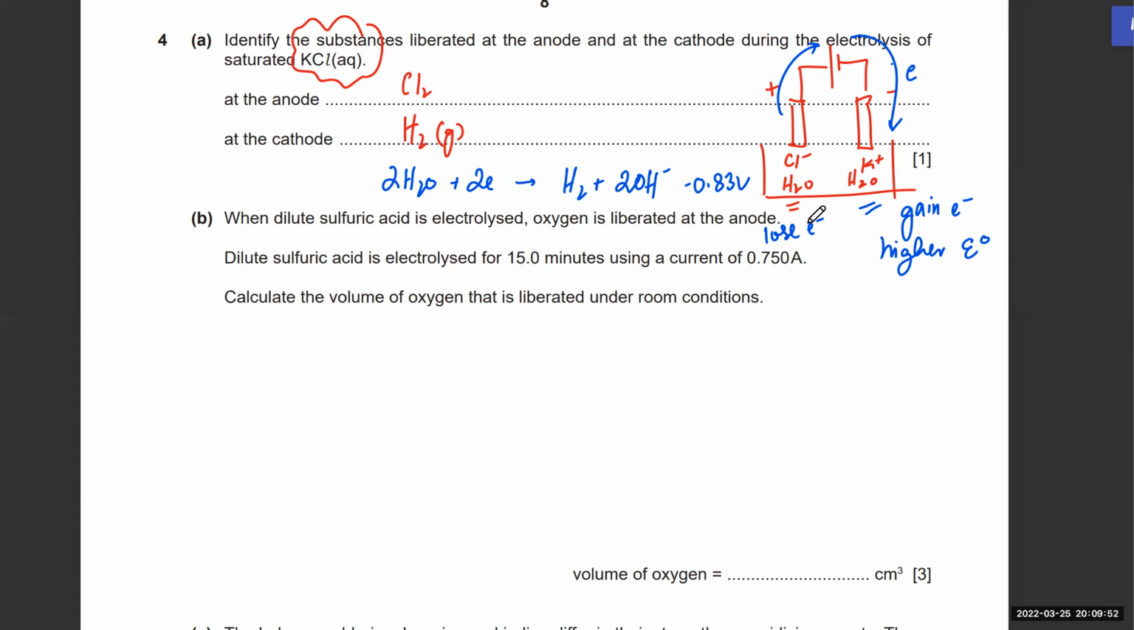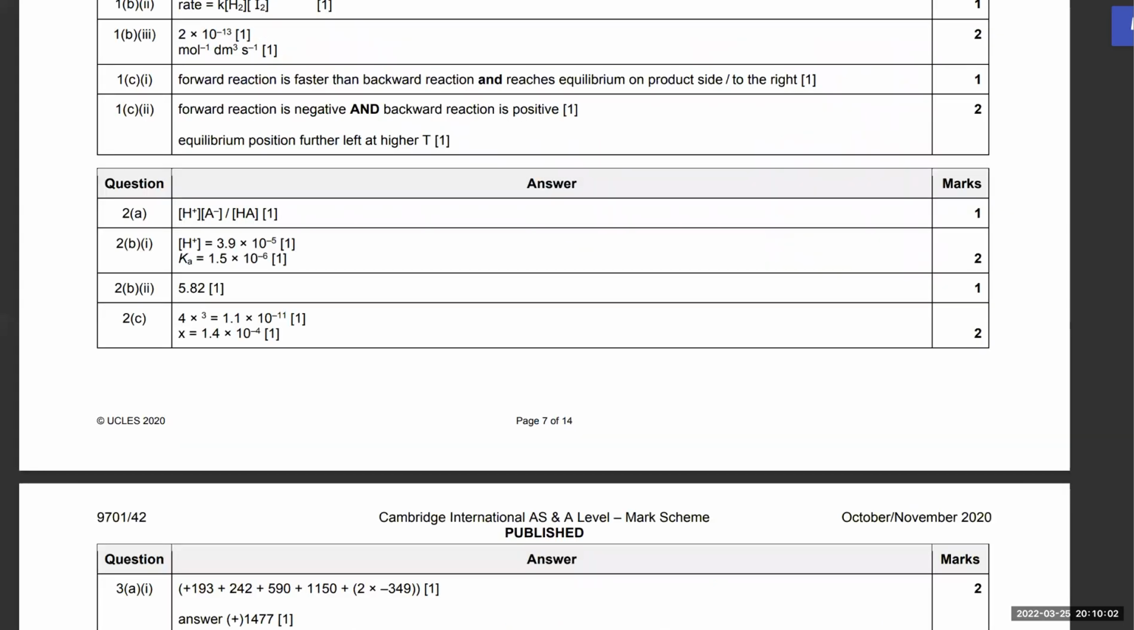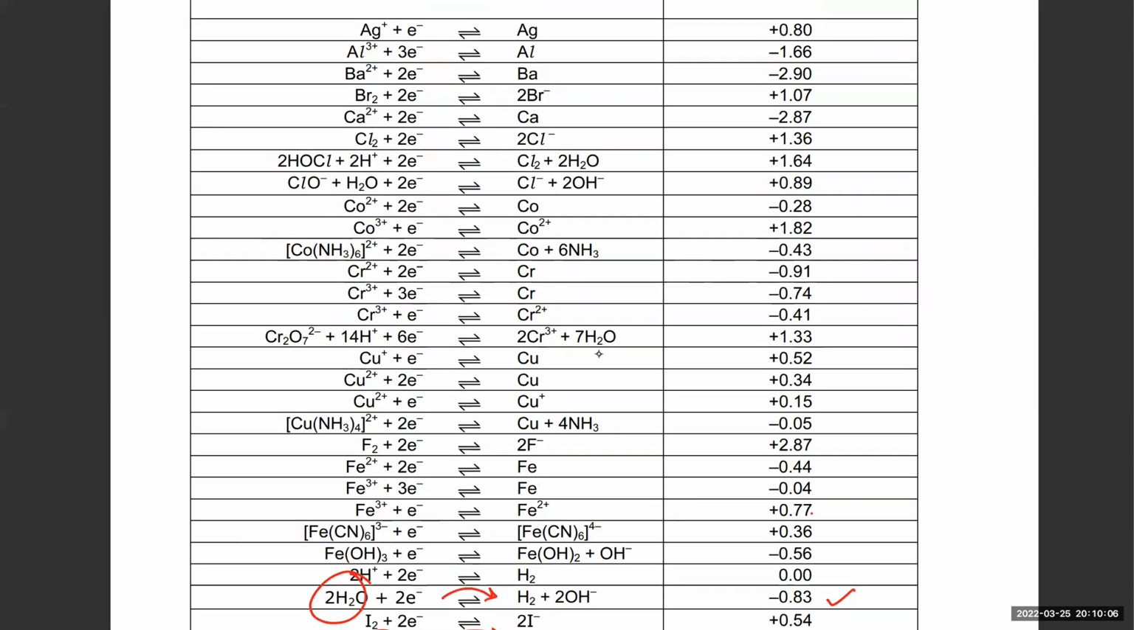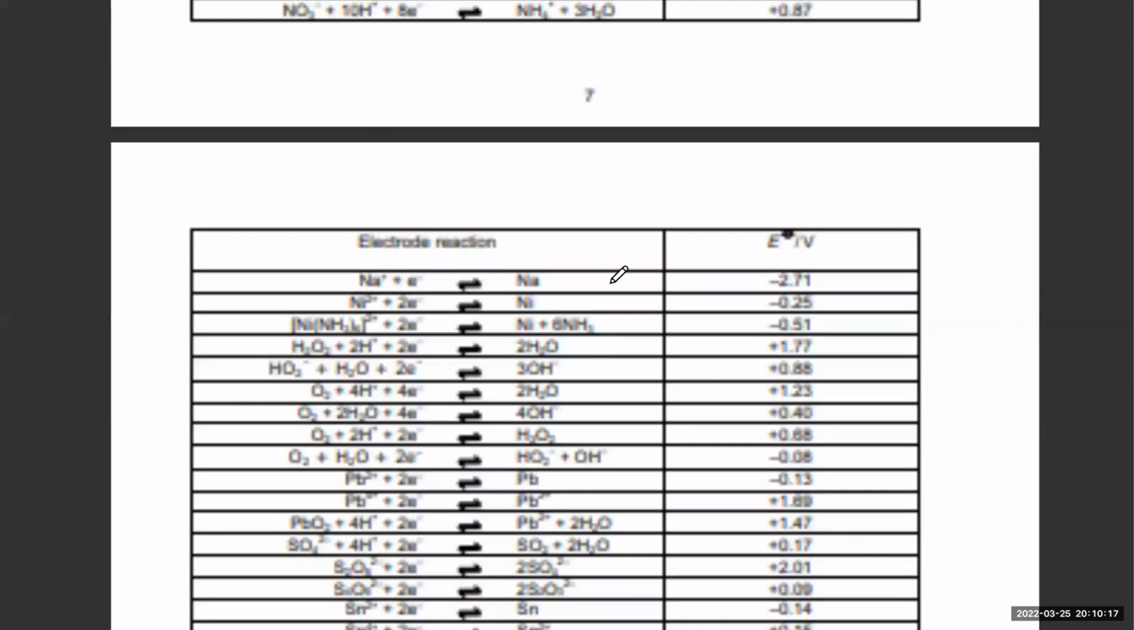So who loses electrons? The one that has the greater tendency to lose electrons, the one that has the lower E naught. So you're going to look for Cl minus 1 and for water losing electrons. Cl minus 1 would be in the reverse direction. You've got Cl minus 1 over here, losing electrons, right? So that is 1.36 volts, and you've got two equations for water losing electrons.